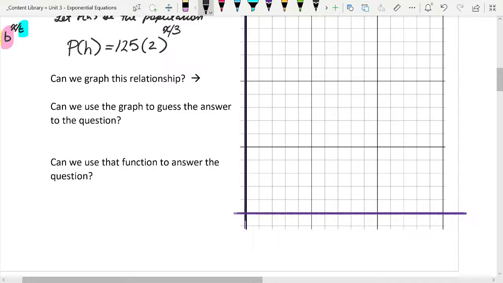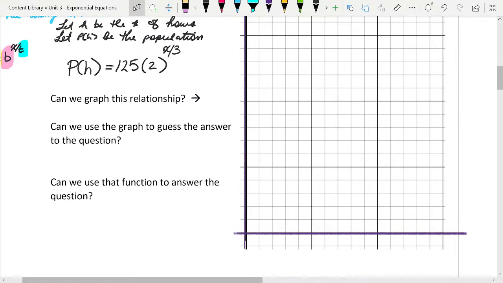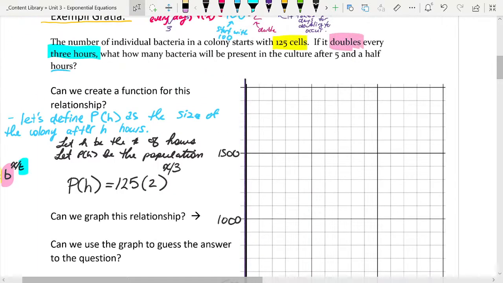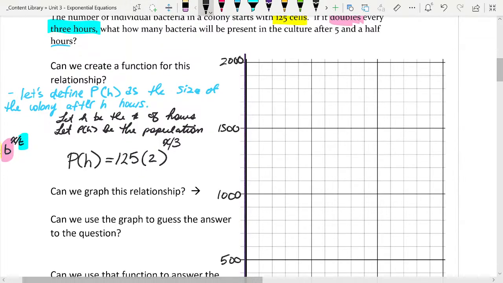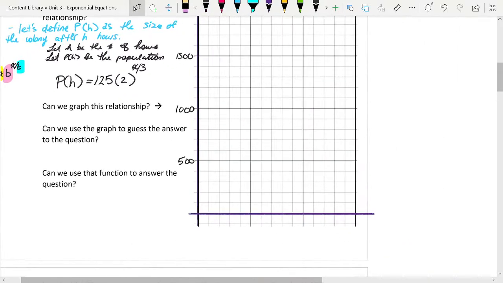But let's try this. Since we're at 125, we're probably counting by hundreds. That'd be 500, 1,000, 1,500, 2,000. Does that seem like a reasonable scale for the population? And then hours, probably just count by ones. So that'd be 5, 10, 15. Where does the population start? 125, so that's roughly there. So at 0 hours, it's 125.